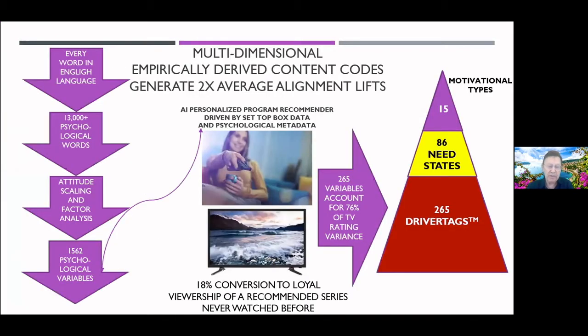We wanted to avoid a subjective choice of content codes and find the content codes that would be the most effective. So we put all the psychological words in the English language, about 13,000 of them, through a rigorous scientific process described in our paper that winnowed them down to the most behavior-predictive 265 content codes we call driver tags. These 265 can be grouped for analysis and targeting into 86 need states or 15 motivations.